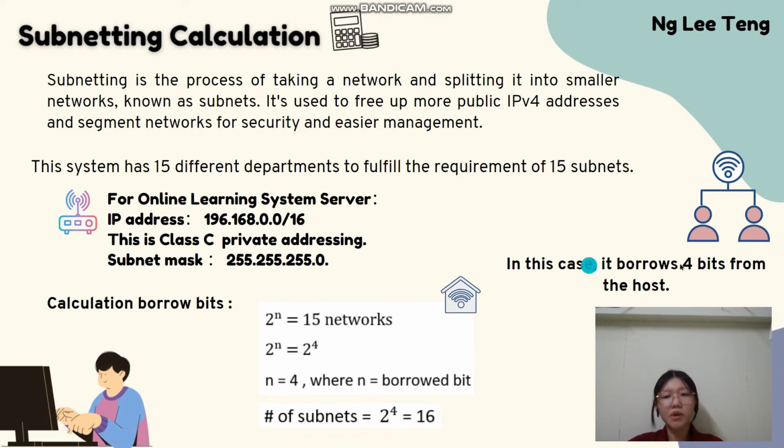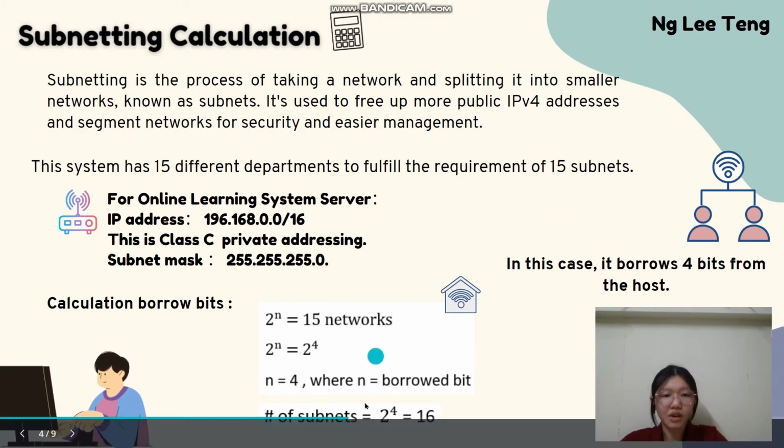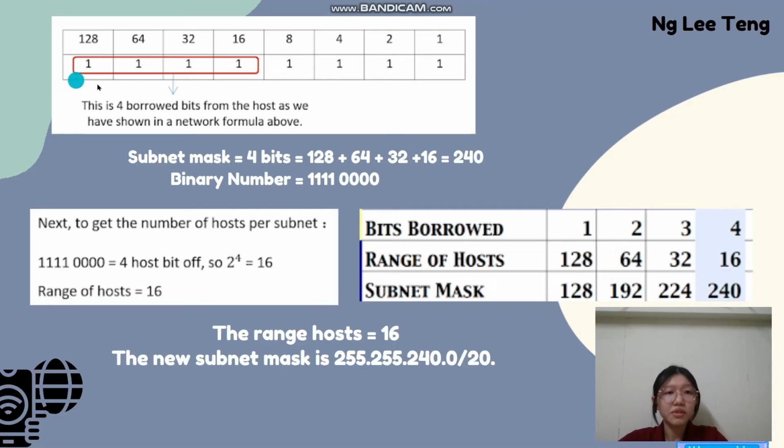In this case, we borrow 4 bits from the host. The calculation is here to find the borrow bits. So this is 4 borrow bits from the host, as we have shown in the network formula above. So we add together, we find the decimal number is 240, and the binary number equals 11110000.